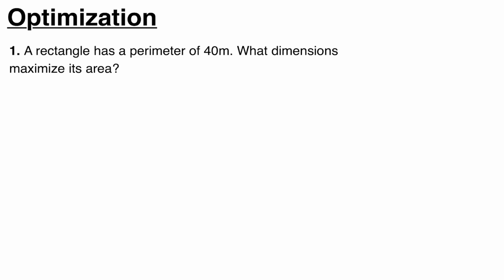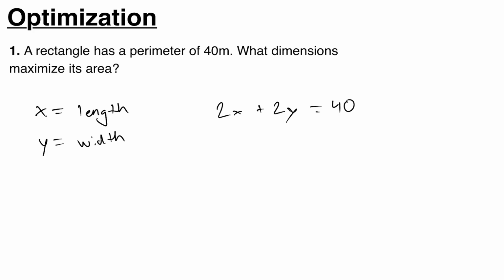So firstly, we're going to let x equal length, and then we're going to let y equal width. Now from here, our constraint is going to be 2x plus 2y is equal to 40. Now, if we isolate for y, we're going to have y equal to 20 minus x. Now from here, we can use our area equation.